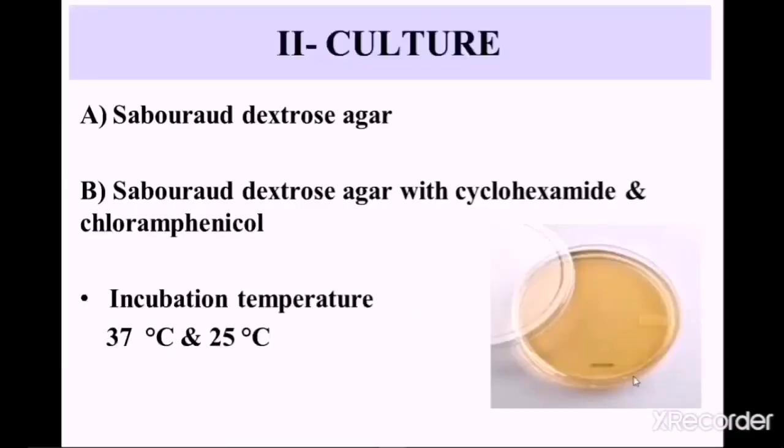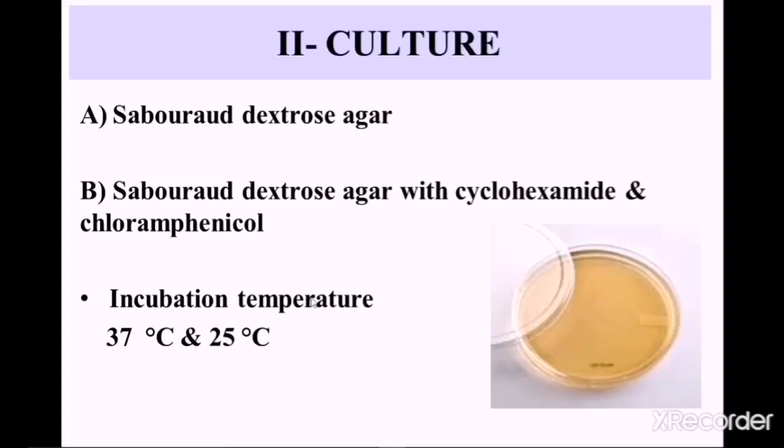And then there is culture. In case of culture, the medium is either Sabouraud dextrose agar, or Sabouraud dextrose agar with the addition of certain antibiotics such as cycloheximide and chloramphenicol. The Sabouraud agar is going to facilitate the appearance of slow-growing fungi by inhibiting the growth of bacteria in the specimen. Inhibition of bacterial growth is due to the low pH of the medium and to the chloramphenicol and cycloheximide that are frequently added.